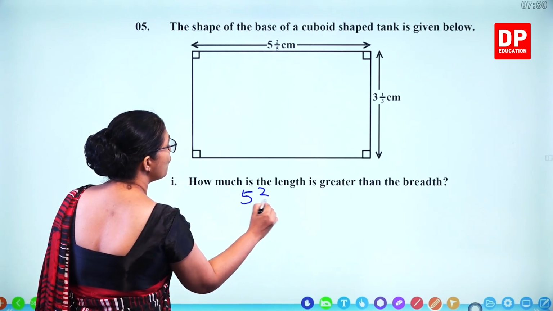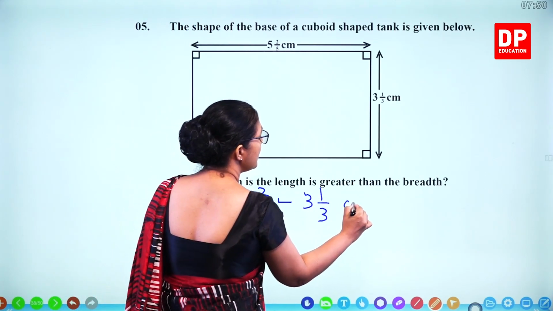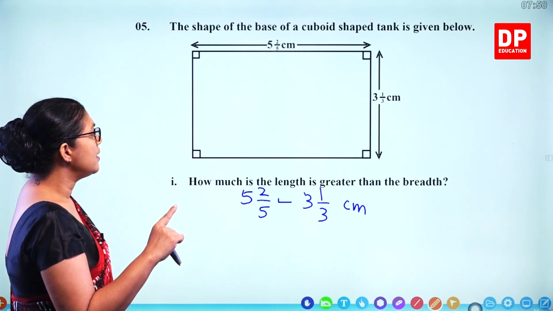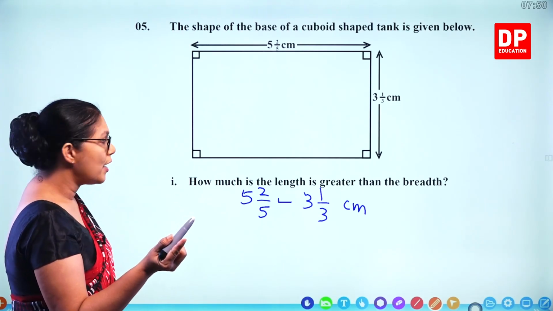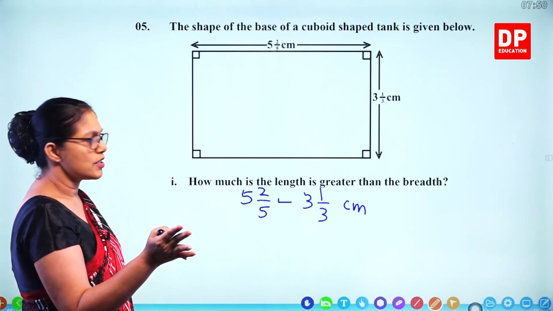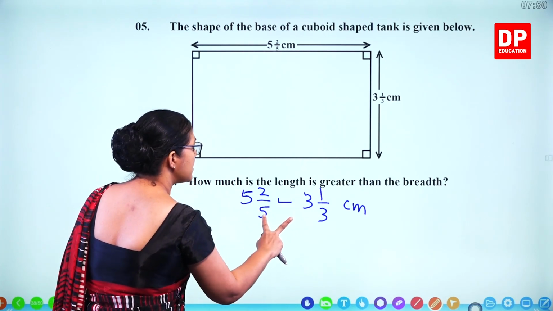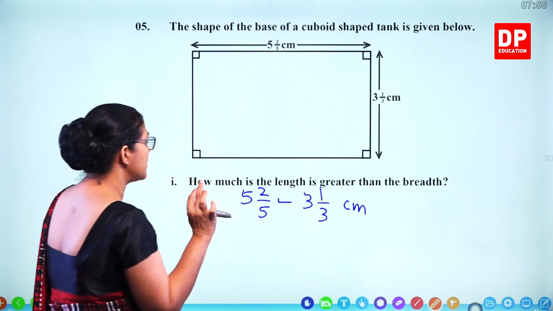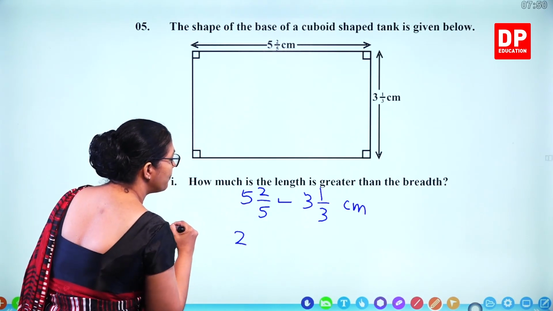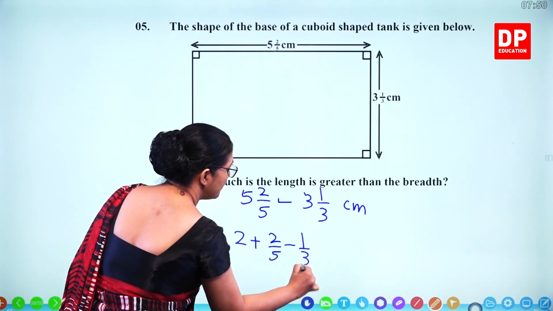5 2/5 minus 3 1/3. So we can convert to improper fractions and do it, or do 5 minus 3 and then subtract the proper fractions. I think we can use subtraction here because 2/5 is greater than 1/3. So we can subtract, 5 minus 3 becomes 2. Now we have to do 2/5 minus 1/3.